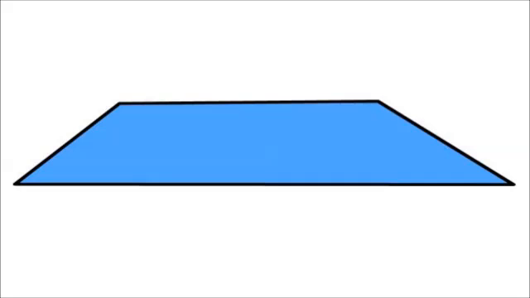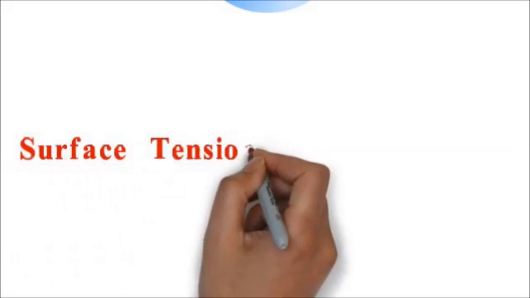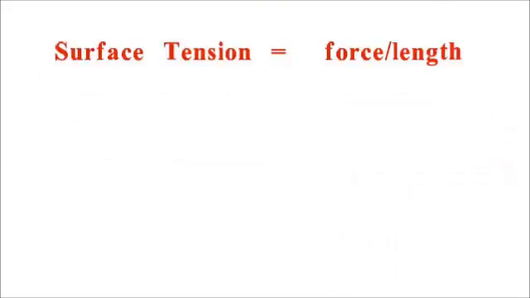You may also ask why a small drop or soap bubble always turns spherical. That's because for a given volume, a sphere has the least surface area. On a related note, imagine why almost all astronomical objects are spherical. Thus, mathematically, surface tension is the force per unit length.